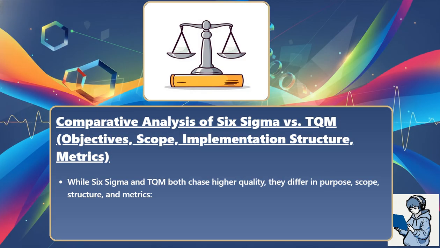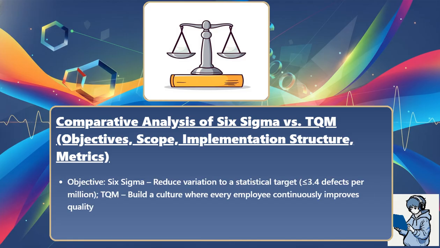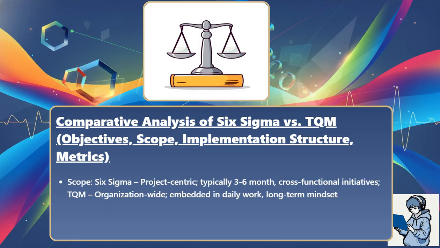While Six Sigma and TQM both chase higher quality, they differ in purpose, scope, structure, and metrics. Objective: Six Sigma, reduce variation to a statistical target, less than or equal to 3.4 defects per million. TQM, build a culture where every employee continuously improves quality. Scope: Six Sigma, project-centric, typically 3 to 6 months, cross-functional initiatives. TQM, organization-wide, embedded in daily work, long-term mindset.